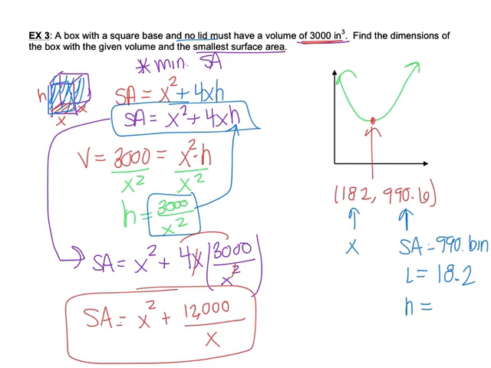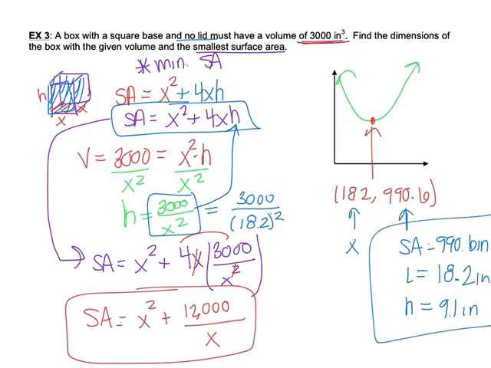Remember that last dimension you always will have already solved for here. So all we need to do is go back to that and plug in our value of x, which is 18.2, and figure out what h is, which you should quickly find to be 9.1 inches. So those are our dimensions to minimize the surface area of that box, and that's it.